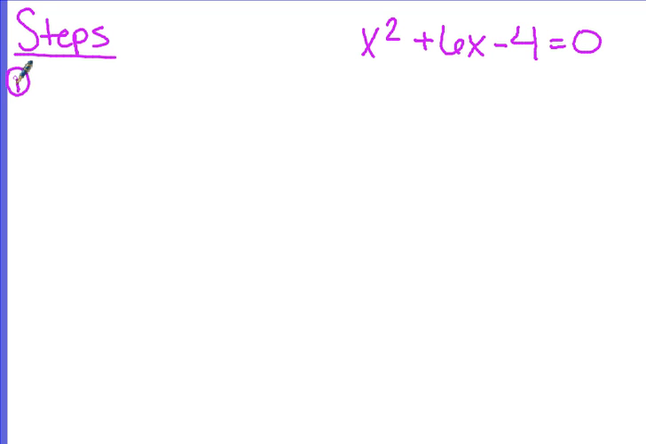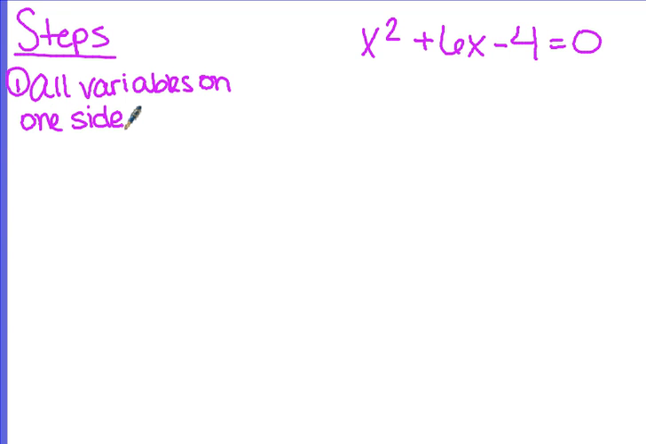All right, so step 1: all variables on one side, all constants on the other. And a constant is just a number without a variable term.